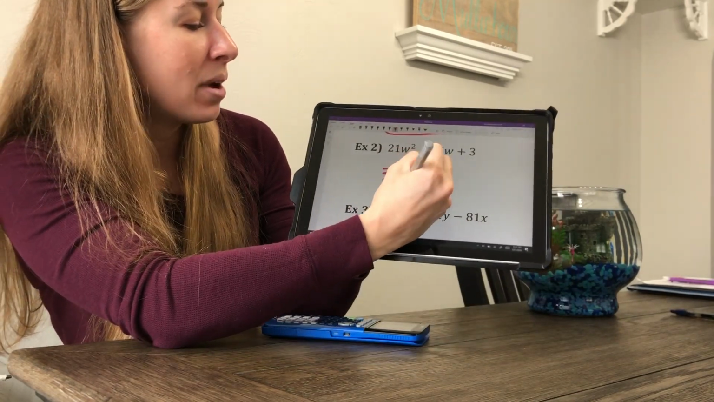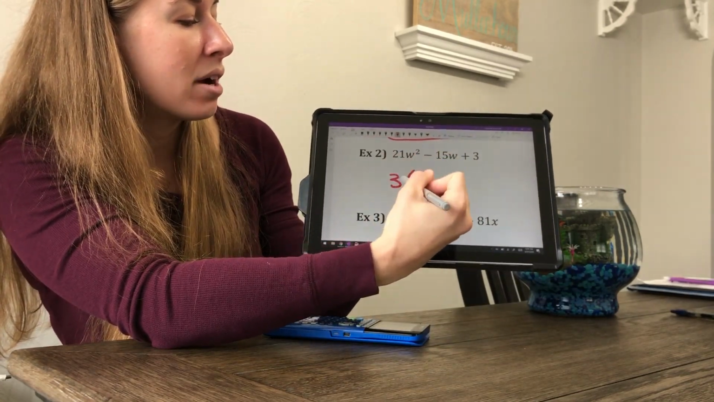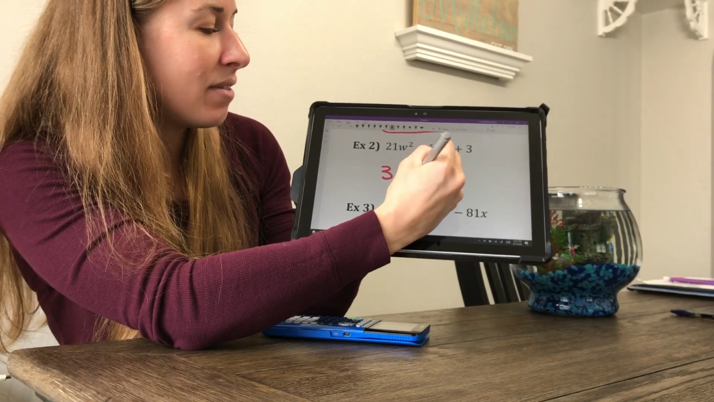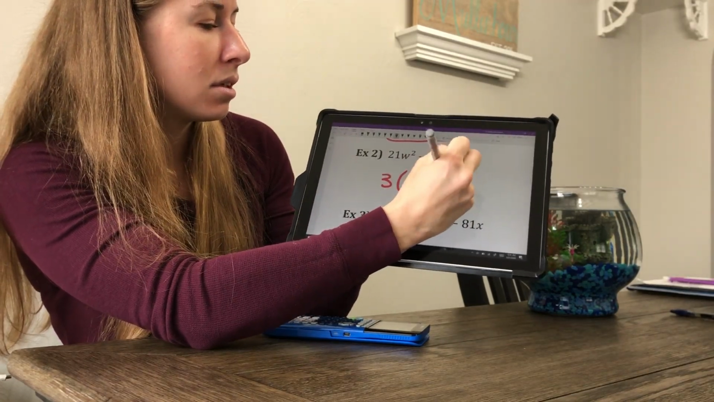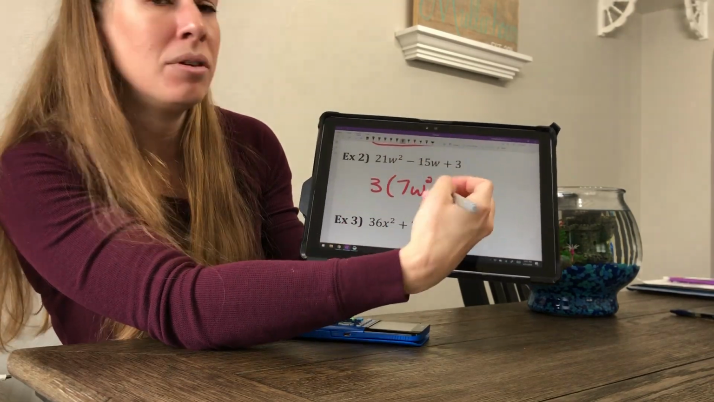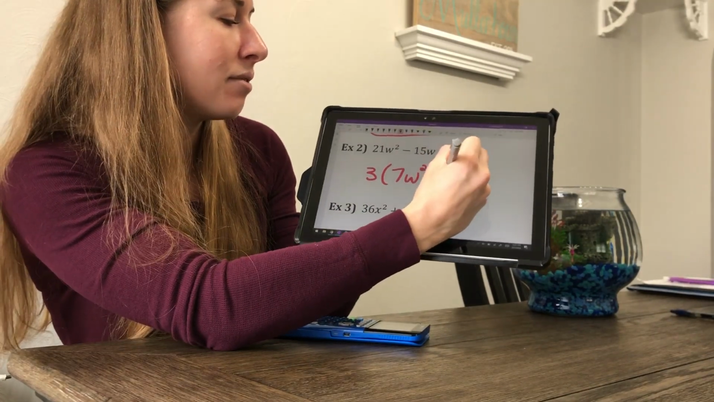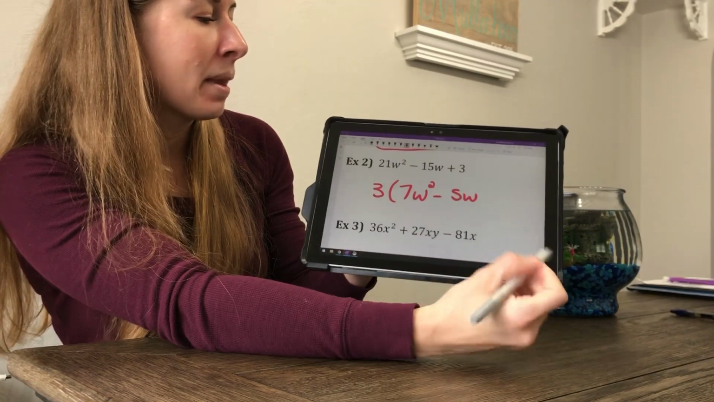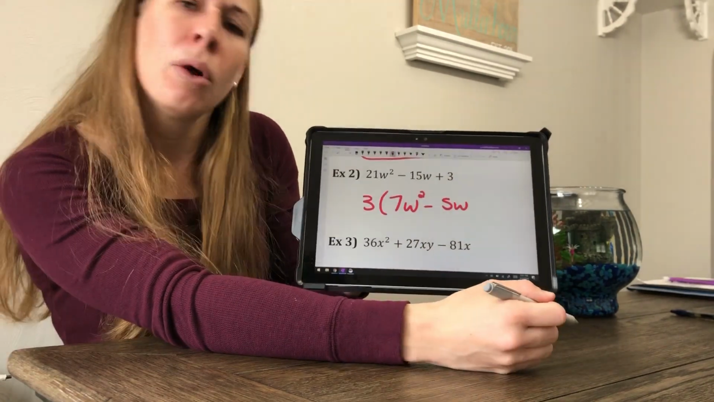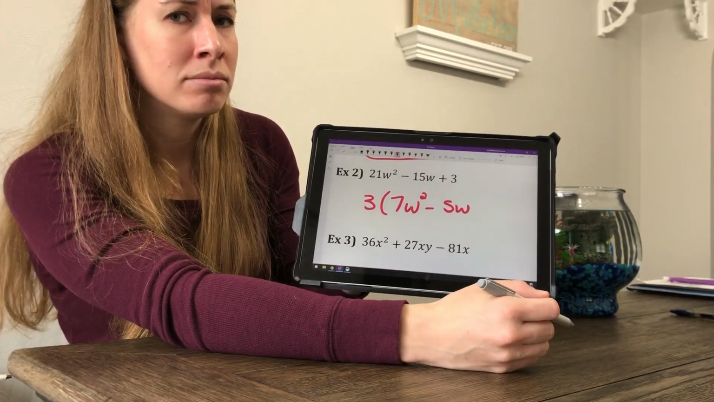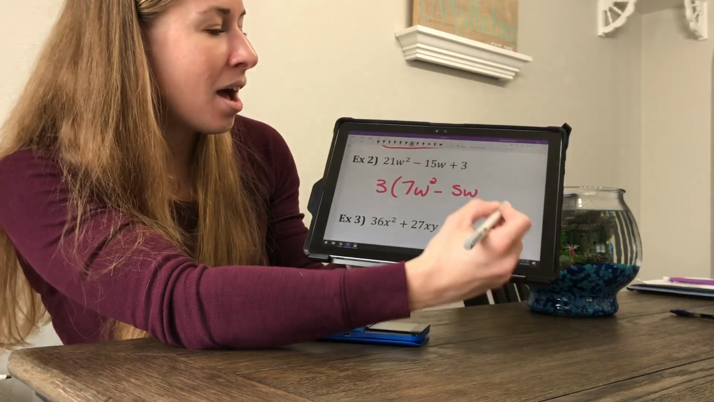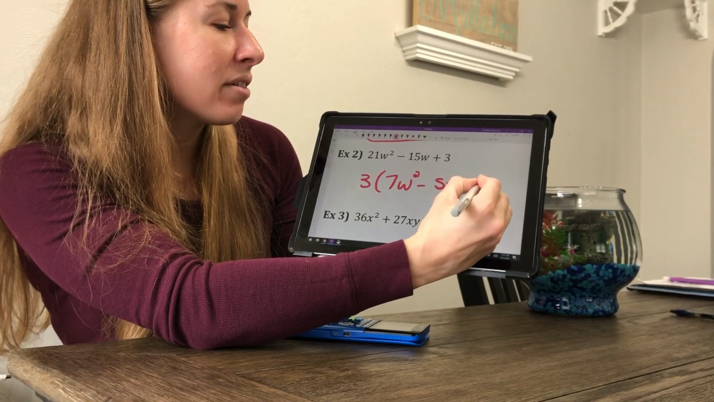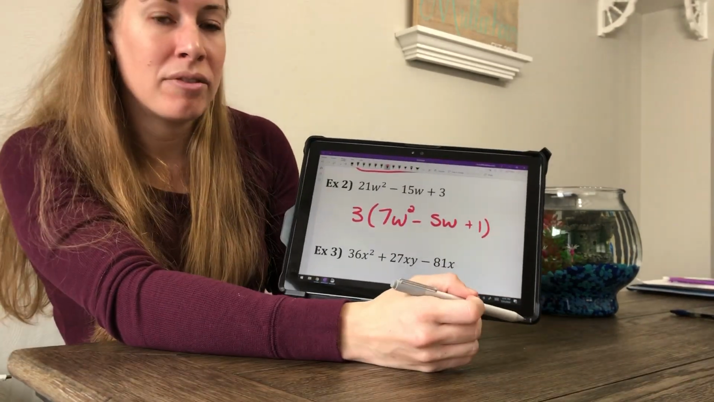So what you should end up with, 21w squared, if you divide the 3 out, you get 7w squared. Negative 15w, well, if you divide out 3, you get negative 5w. And then plus 3. What's 3 divided by 3? 1. You would not want to put a 0 there. You need that 1. 3 divided by 3 is 1.